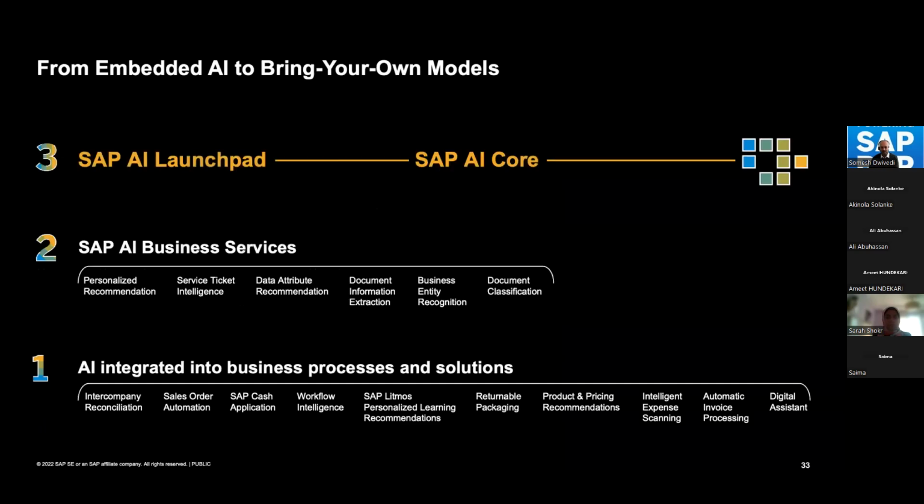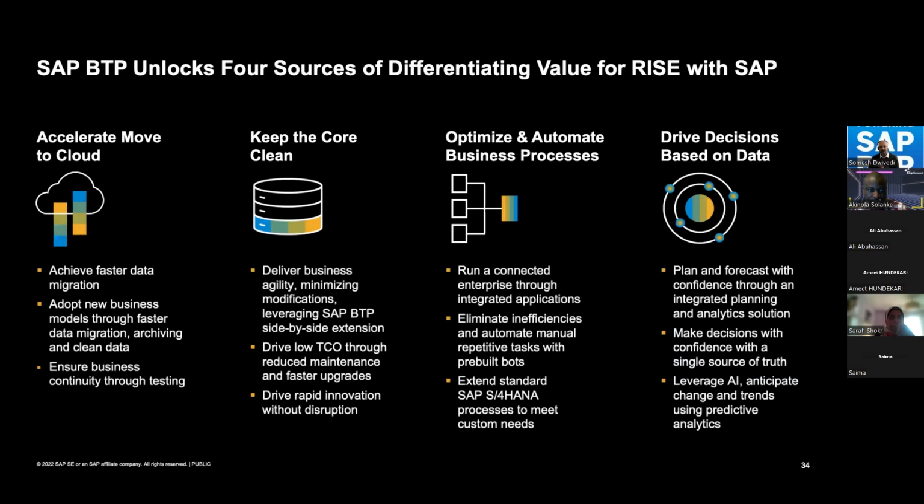And again, for artificial intelligence, we have various services available to offer to our customers, like personalized recommendation, service ticket intelligence, data attribute recommendation, and so on and so forth. So having said that, BTP is the underlying foundation, as you understood. It has a differentiating value when it is combined with RISE with SAP. It really provides an environment that accelerates your move towards the cloud. It also provides you the flexibility to keep the digital core clean so that you can build all extensions and all integrations. You can extend the business processes in the BTP.